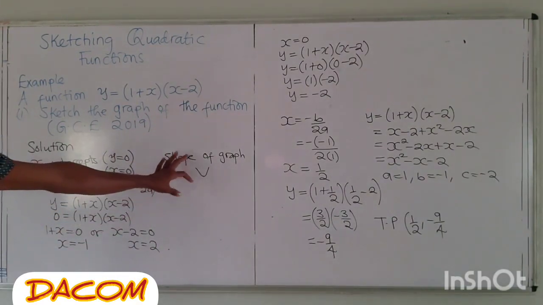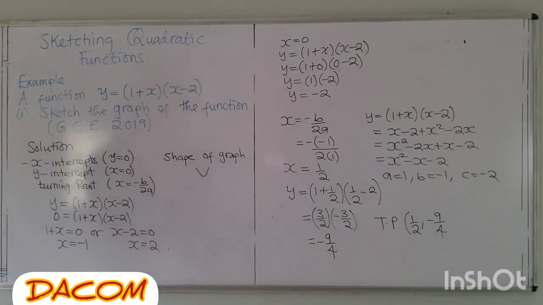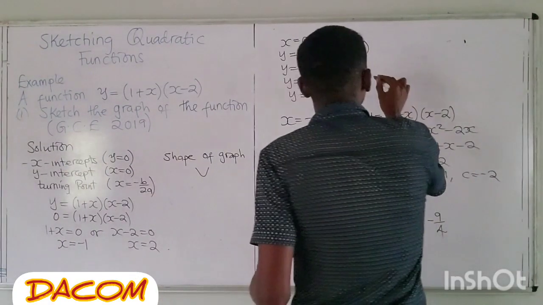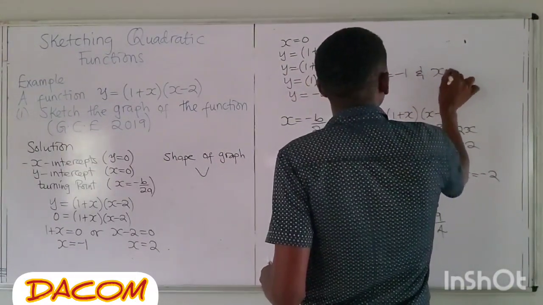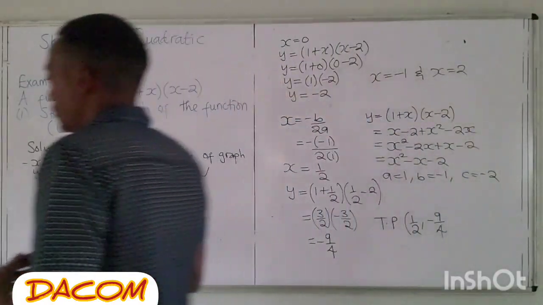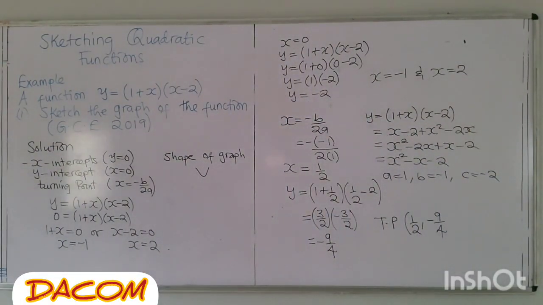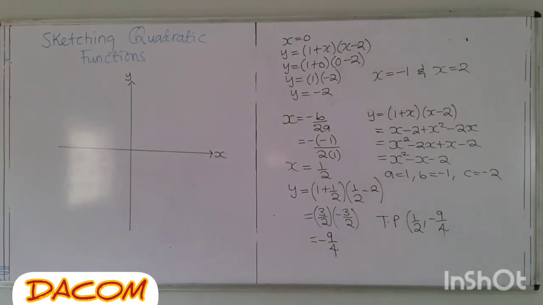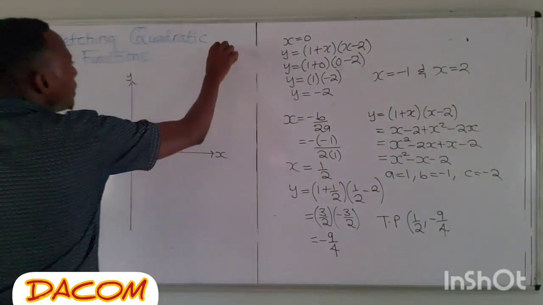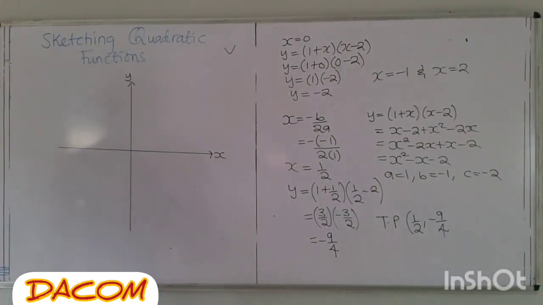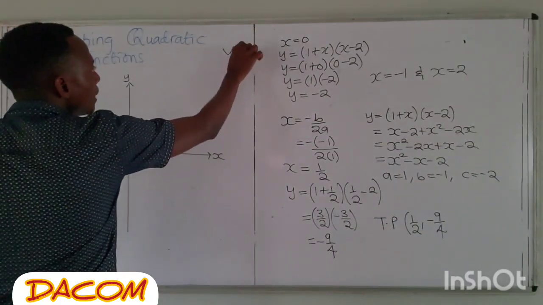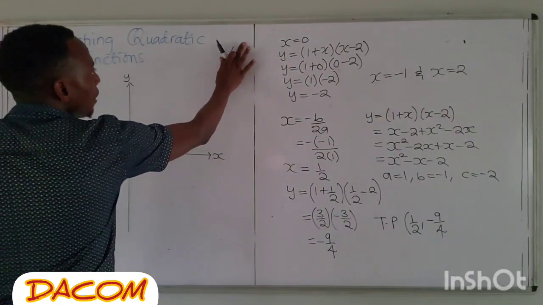So having found all these, that means we are good to go in terms of sketching. We have to remember that we have the x-intercepts, which are x equal to negative 1 and x equal to 2, respectively. So now we sketch. Now we know the shape. We have discovered the shape will be like this. Why? Because the coefficient of x squared is greater than 0. If it was negative, then we would have had a maximum function. So now we have the minimum.